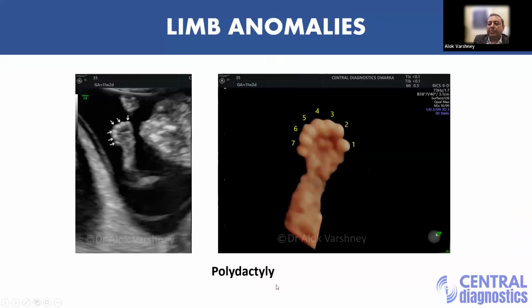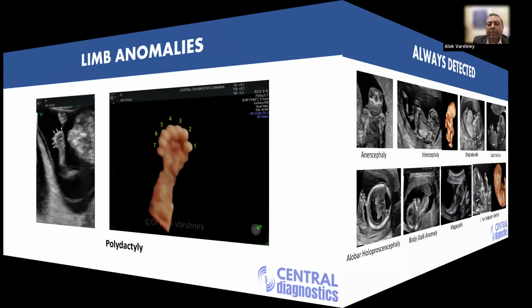Polydactyly, sometimes, yes, if we get lucky, then we can identify polydactyly. This one was at 11 weeks of gestation. This was actually a case of twin pregnancy, but somehow we could see that there were multiple digits. So 7 digits instead of 5. But I think even if you miss polydactyly in the first trimester, I do not think that's a crime. So these are not very easy to diagnose.